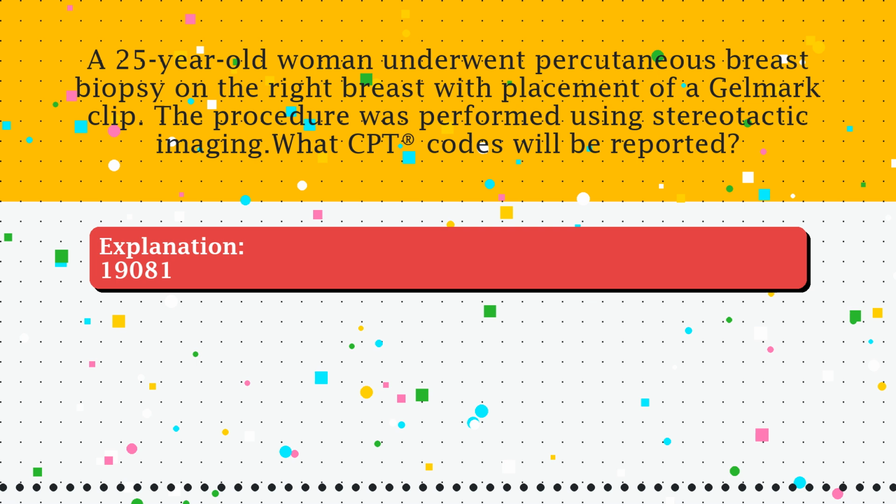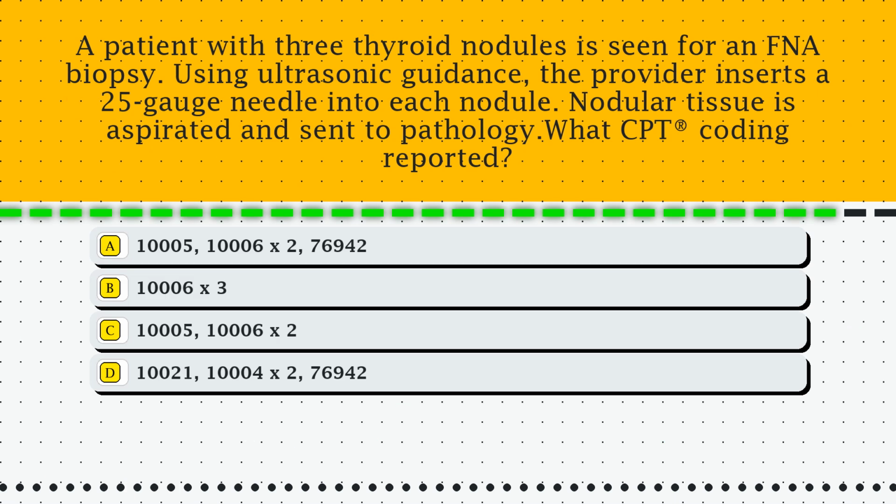Question 30. A patient with 3 thyroid nodules is seen for an FNA biopsy. Using ultrasonic guidance, the provider inserts a 25-gauge needle into each nodule. Nodular tissue is aspirated and sent to pathology. What CPT coding is reported?